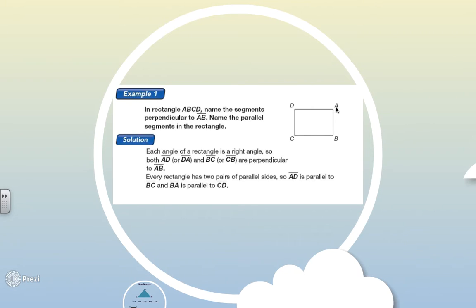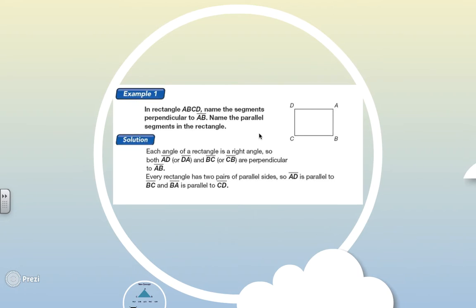When we talk about rectangle ABCD, we go A, B, C, D, and then we're going to name the segments perpendicular to AB. What segments are perpendicular to line AB? That is either going to be this one or this one. Perpendicular means it forms a 90-degree angle. So line CB is perpendicular to AB, but also line DA is perpendicular to AB. Every rectangle has two pairs of parallel lines, so AD is parallel to BC, and the line parallel to AB is DC.